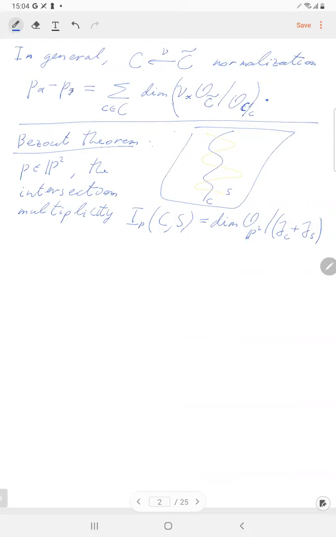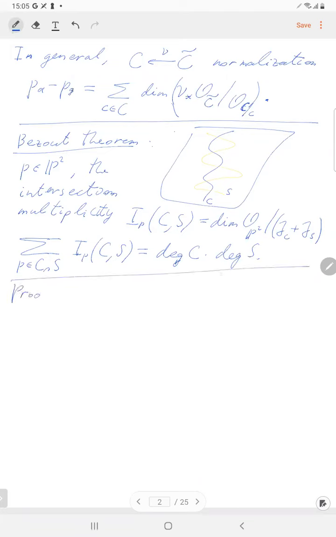So the theorem is that the sum over all the points. Well, I may write the intersection, but doesn't matter. I can sum over all the points in P2. The intersection multiplicities of those two curves at those points is the product of degrees of these two curves, and the proof is very short and simple.